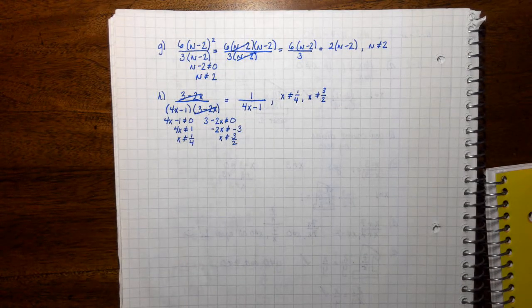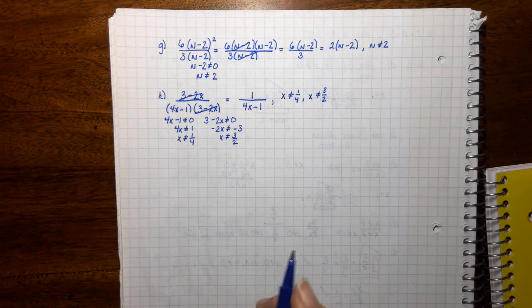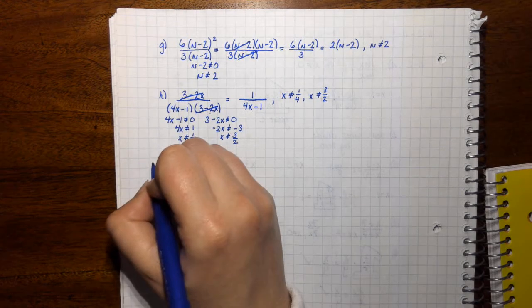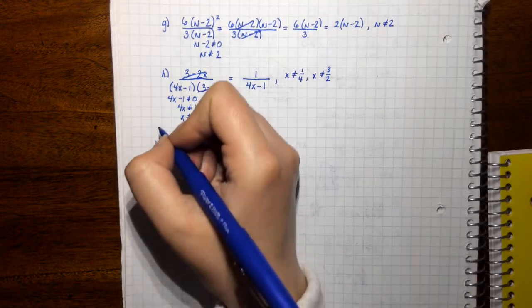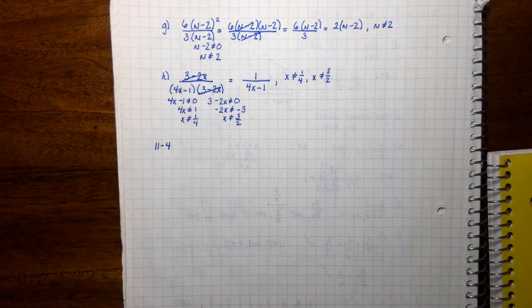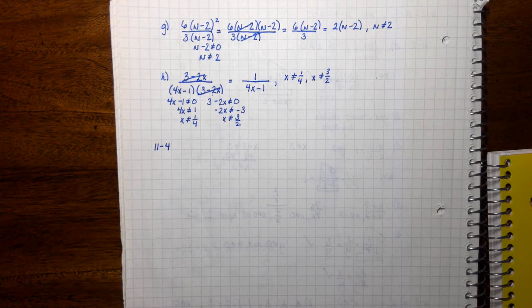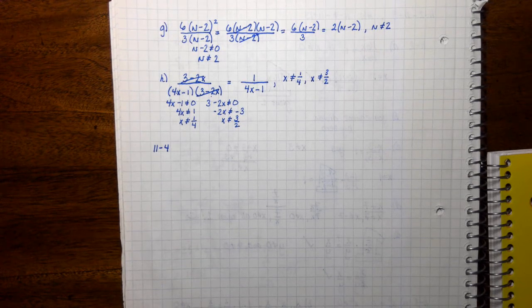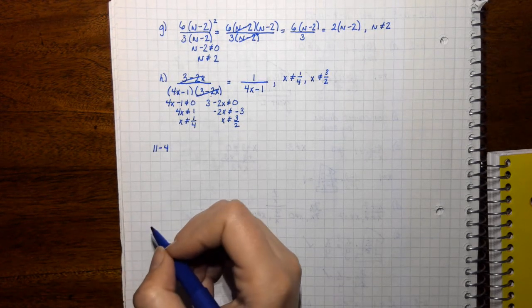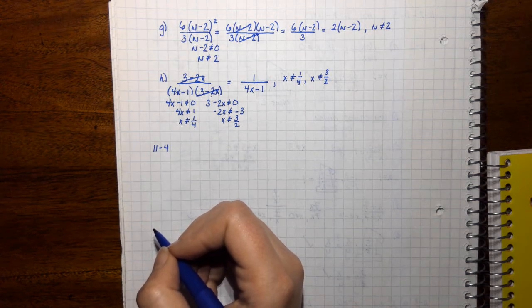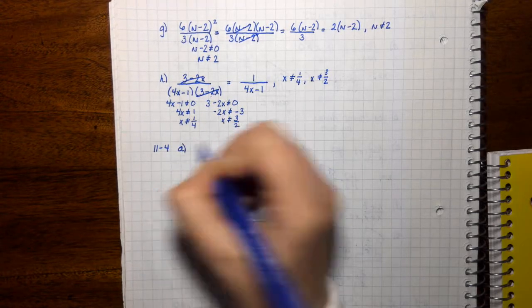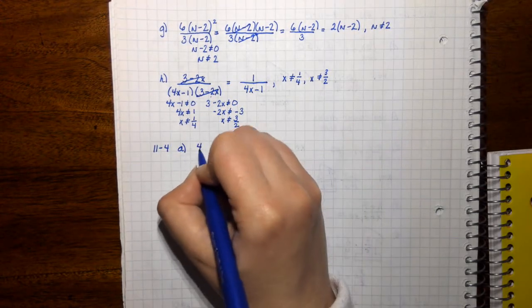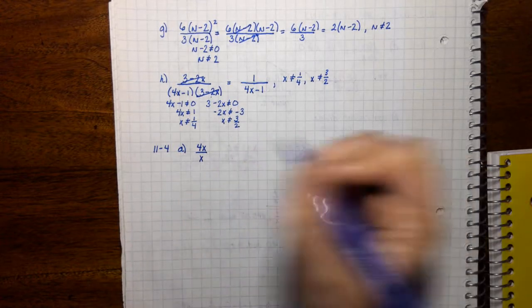Number 4. Mr. Wonder now tries to simplify 4x over x and 4 plus x over x. A. Mr. Wonder thinks that since x over x equals 1, then 4x over x equals 4. Is he correct? Substitute 3 values of x into the original expression to justify your answer. We're only going to do 1, because you will be able to see it right away.